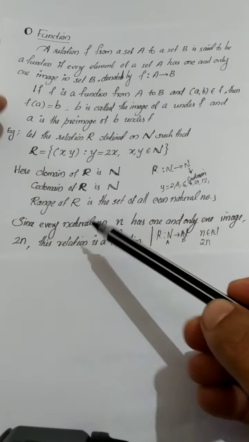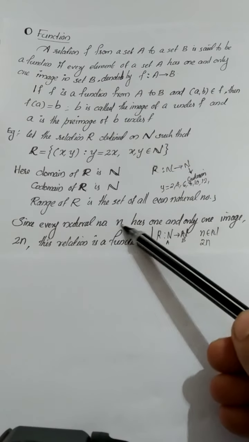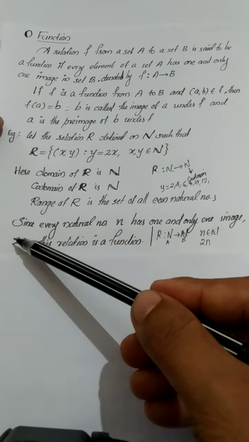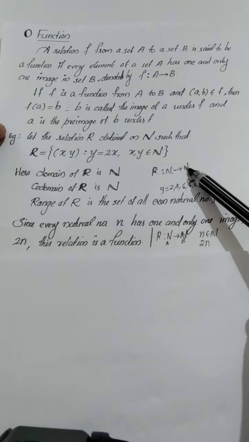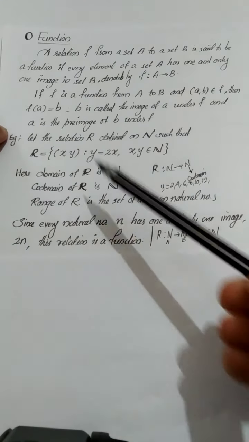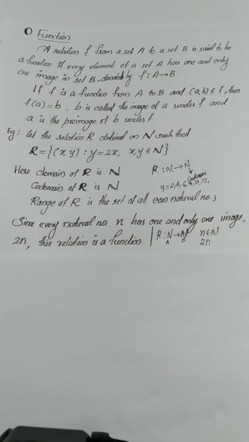But here, for every n, we can find 2n. Also, this 2n belongs to natural numbers. That's why this relation is a function.